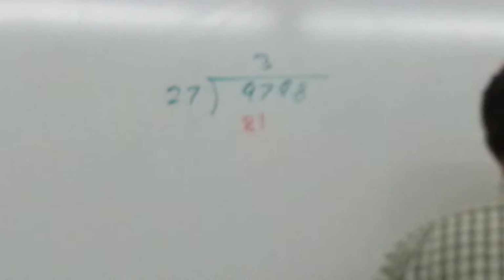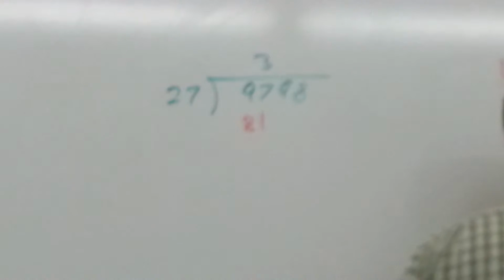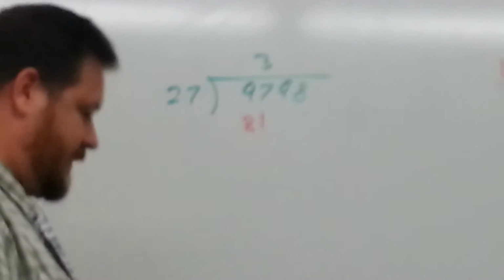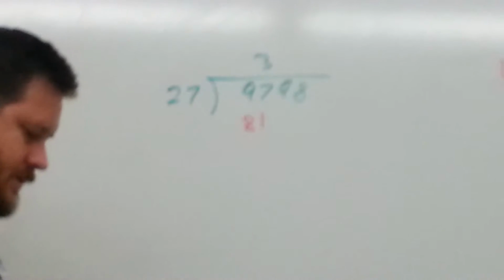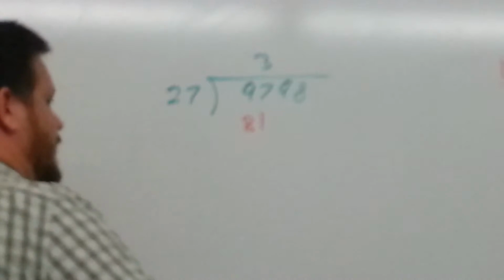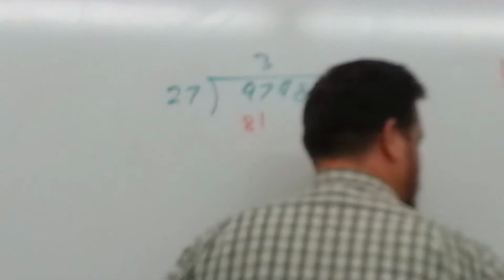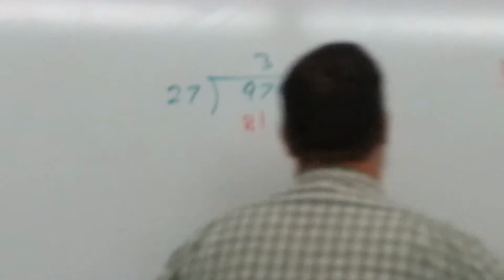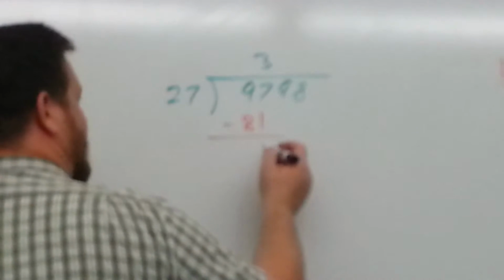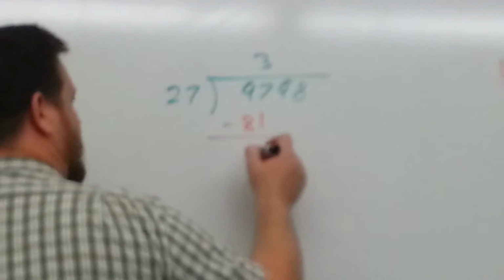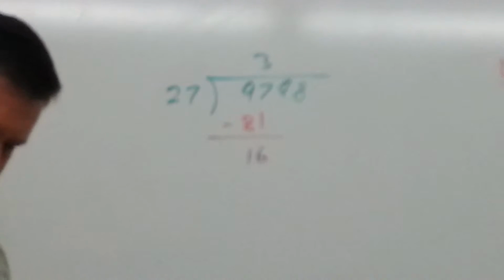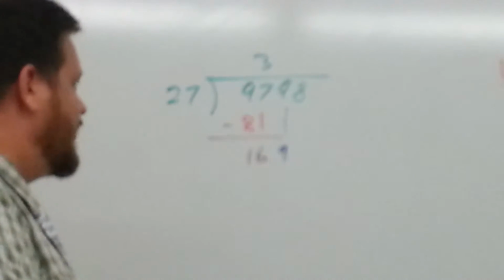All right, see how many times it goes into, and you write that above. Then you multiply that and write that down below, and then what do you do? You subtract. So I'm going to subtract that, and what do I have here? 16. What's my next step? Put the 9 down. Okay. What's my next step?